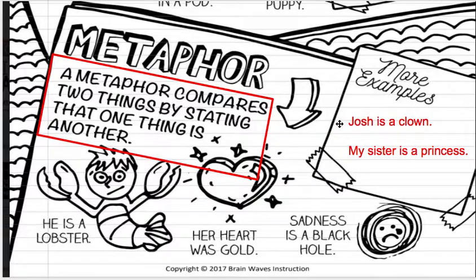And then my own examples are Josh is a clown and my sister is a princess. So as you see, a metaphor does not use the words like or as like a simile does. It simply states that one thing is another.